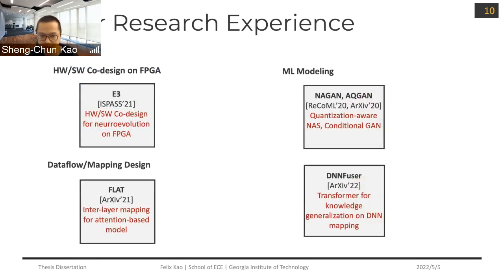I also have some experience on some other projects. Like in E3, we are trying to deploy neural evolution on FPGA and optimize it with a hardware-software co-design manner. And in FLAT, we are focusing on attention operation and accelerate it with a data flow approach. I also have some work on ML model inside. In NetGain and AQGain, we use quantization awareness and also use some technique like conditional GAN. And in DNNFuser, we use a transformer for knowledge generalization on DNN mapping.